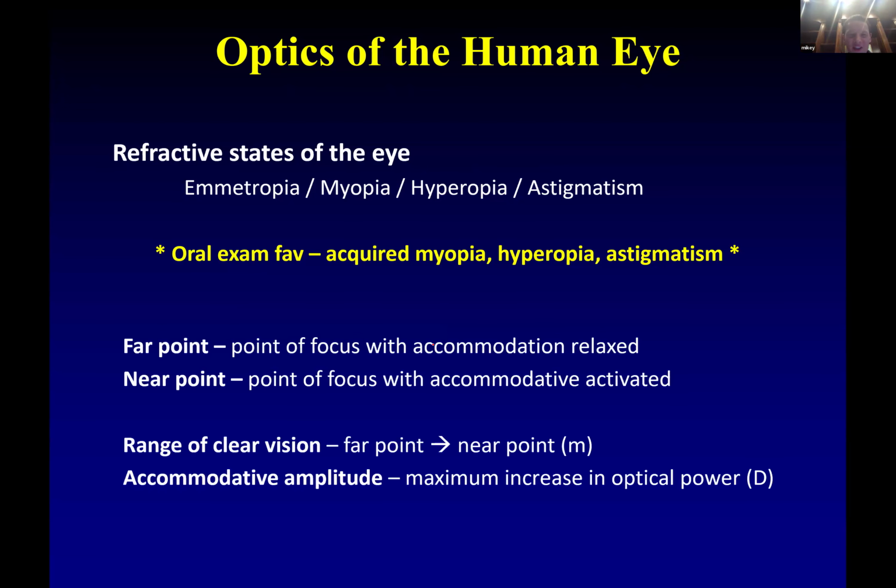Then there's accommodation, which they can just throw around as kind of tricky questions, and they can ask you about a bunch of different things. So concepts you need to be aware of. One is far point, which is the point you're focused on with accommodation completely relaxed. Near point is the point of focus with accommodation completely activated. Then range of clear vision is where the person can see, far point to near point. And accommodative amplitude is the maximum increase in diopters that a person's eye can do, which goes down as you get older.